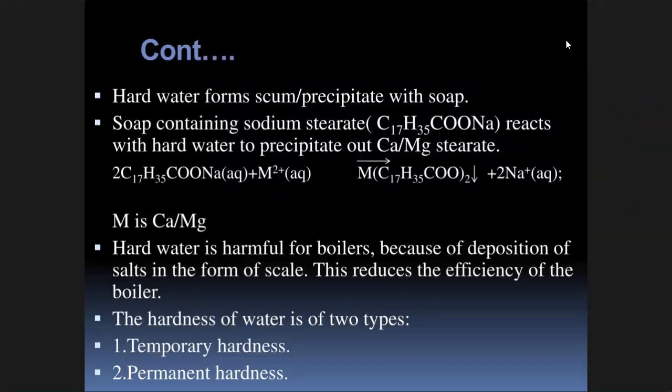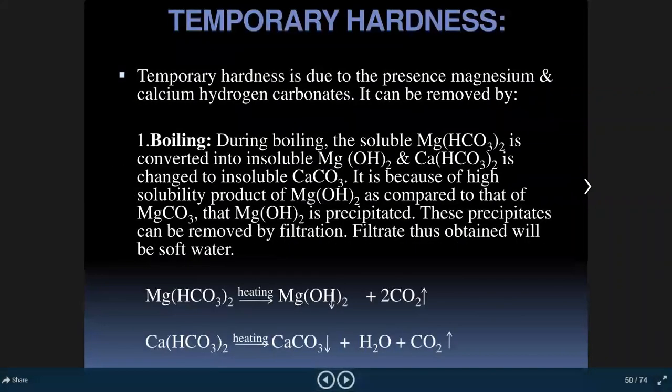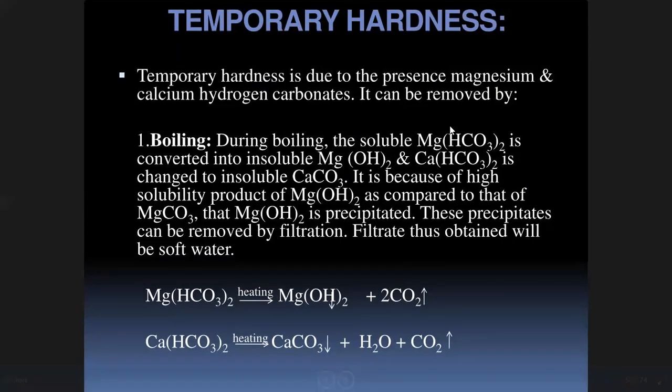Clear? So there are different methods through which we can remove the hardness of water. Hardness is of two types: temporary hardness and permanent hardness. Temporary hardness can be removed by simple processes like boiling, adding some simple things, chlorination. But permanent hardness needs proper chemical processes. Temporary hardness is due to the presence of magnesium and calcium hydrogen carbonate. It can be removed by boiling.